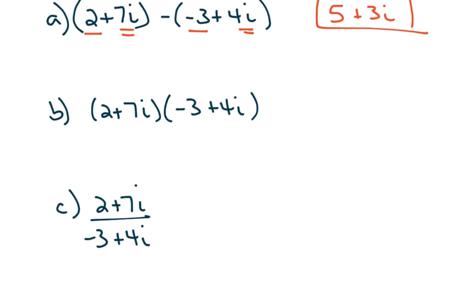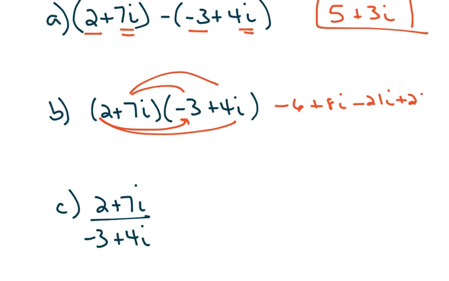For B, I think doing the calculator is the better option. However, you would distribute like you would with any other product of two binomials. You would get negative 6 plus 8i minus 21i plus 28i squared. Remember, i squared is negative 1, so that becomes negative 28. And negative 6 plus negative 28 is negative 34. And 8i minus 21i is negative 13i.